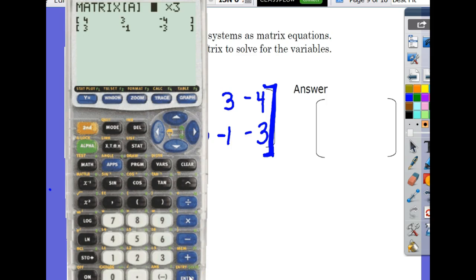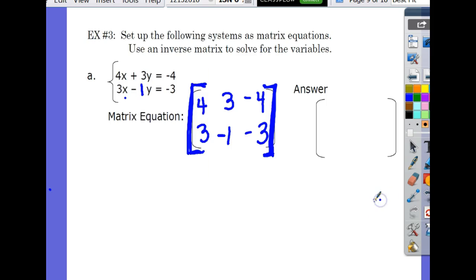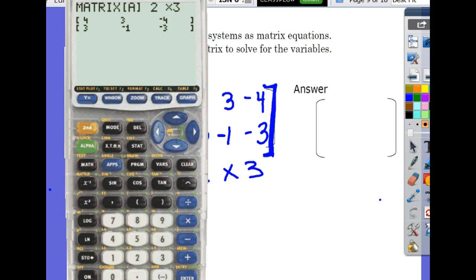Now, you may have some stuff already in your calculator from the previous class period. Would you read step 4? Okay. How many rows do we have here? 2 rows. How many columns? And so that's what we're going to enter into our calculator. 2, enter, 3, enter.